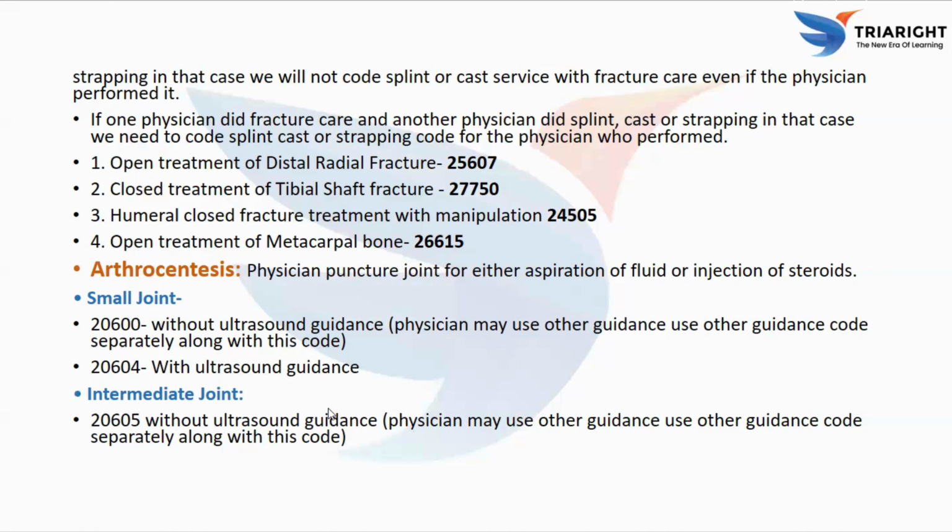And next is intermediate joint within the arthrocentesis. Examples are shoulder, knee, ankle and wrist. So the code is 20605, which is assigned for without ultrasound guidance. There is also 20606 for ultrasound guidance. And the guidance coding rule is that the ultrasound guidance is included with the ultrasound guidance code.